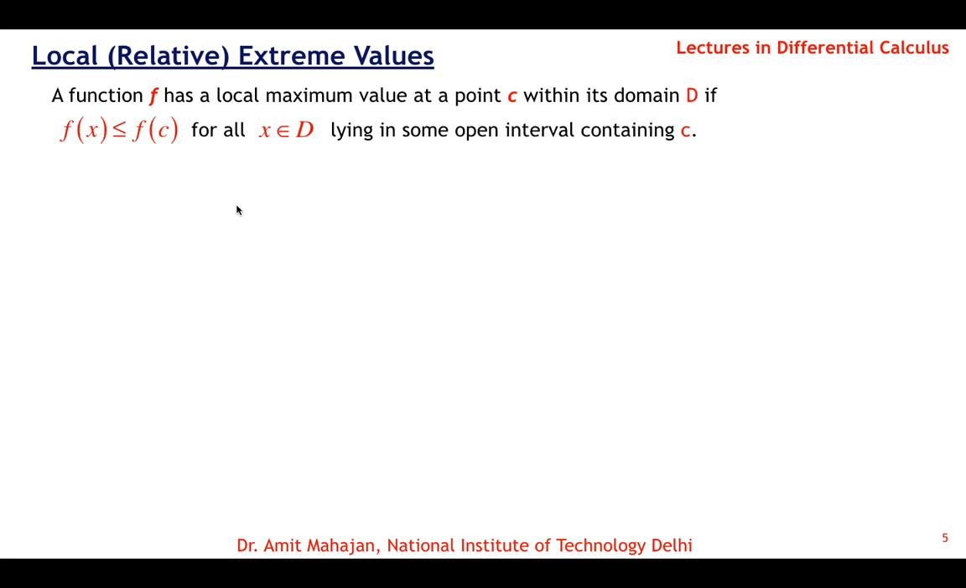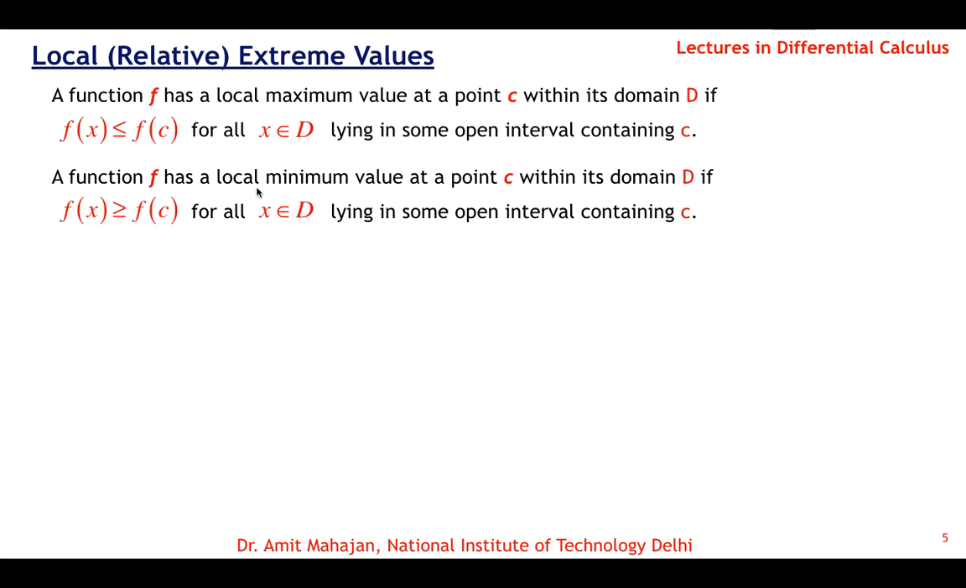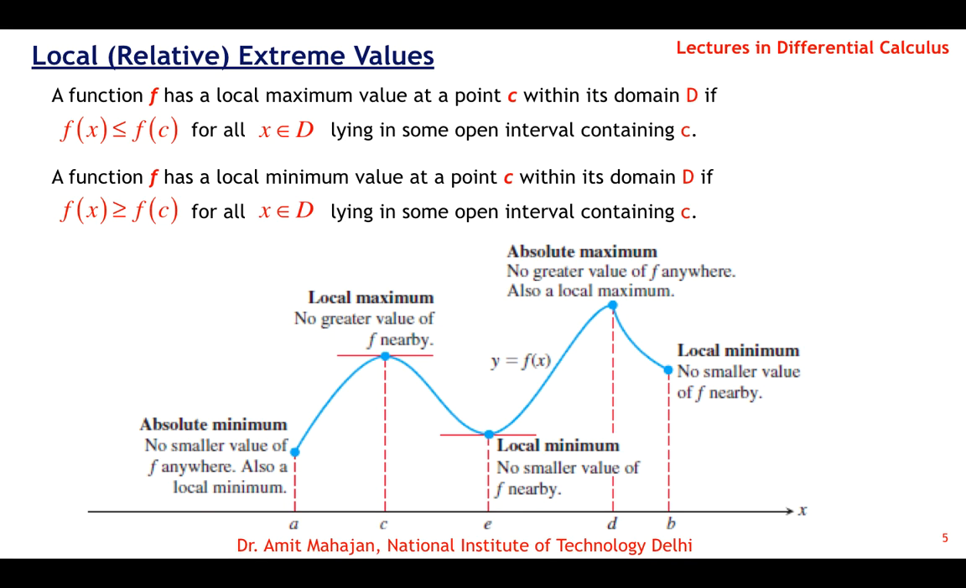Similarly, a function has a local minimum value at c within its domain D if the function value at c is smaller than all values in the small neighborhood. That means the function value at c is less than or equal to f(x) for all x in D lying in some open interval containing c. So let us see what exactly we mean.